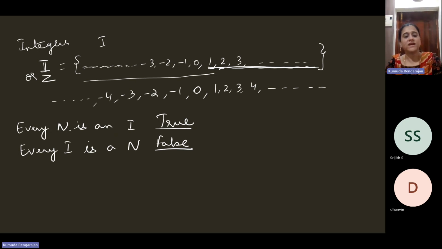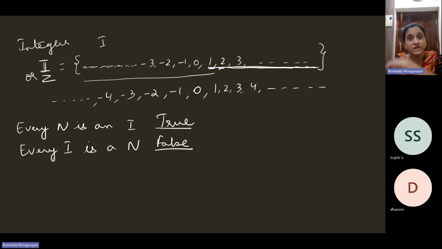Do you find all the natural numbers in the collection of integers? Yeah, then it's true. Every natural number is an integer. That means every natural number is a part of the collection of integers.